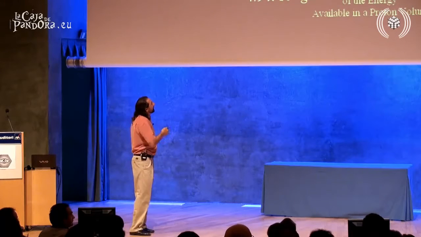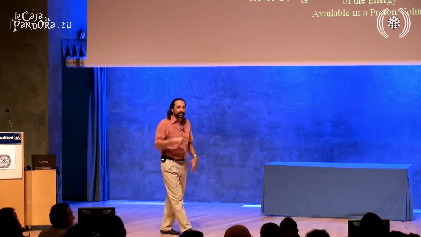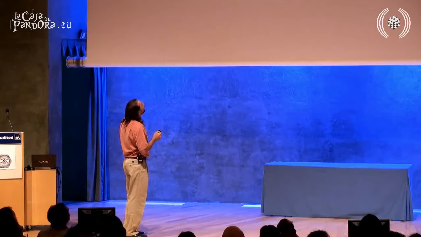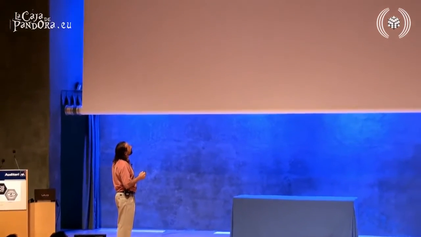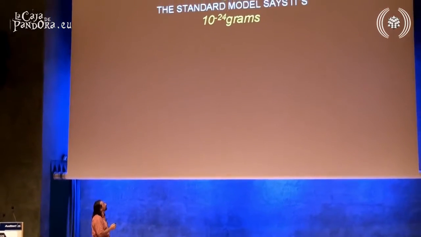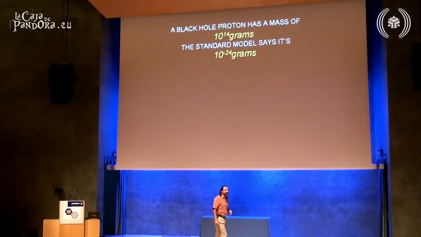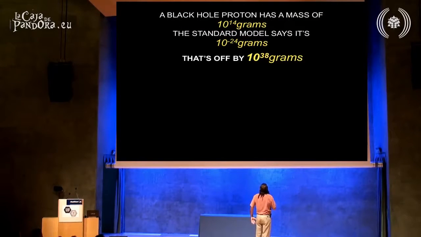So, you know, this is all nice. It's pretty. It's simple. But if you ask a physicist, a quantum physicist especially, they will tell you that it is wrong. Why? Because the 10 to the 14 gram proton, in the standard model, they say the mass of a proton is 10 to the minus 24 grams. So you will say, oh my God, you're off by 10 to the 38 grams. See, again, that number. Very close, you know, 10 to the 38, 10 to the 39.